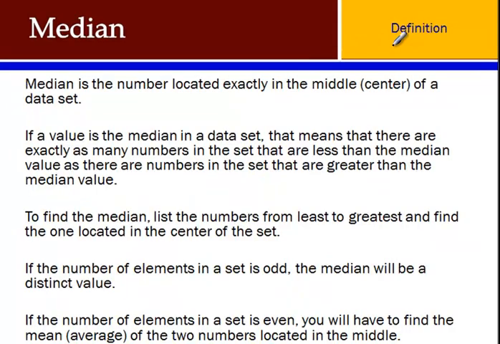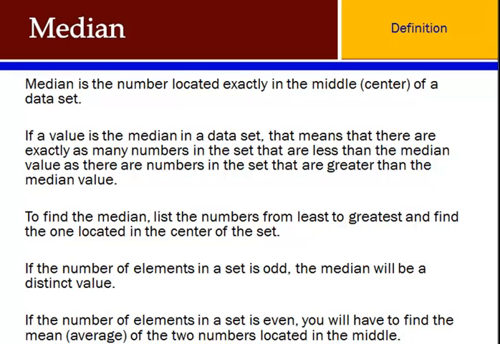Now we're going to talk about the definition of median. The median is a number located exactly in the middle or center of a data set. If a value is the median in a data set, that means that there are exactly as many numbers in the set that are less than this median value as there are numbers in the set that are greater than the median value. To find the median, we must list the numbers from least to greatest, and then find the one that's located directly in the center of the set.